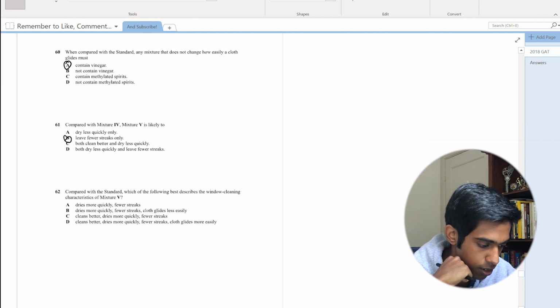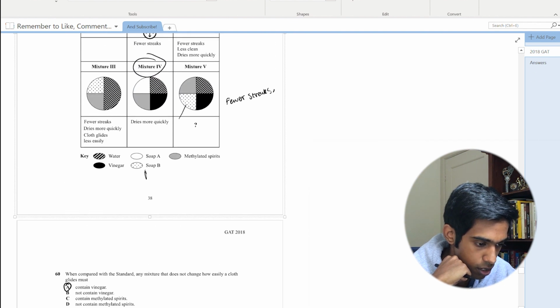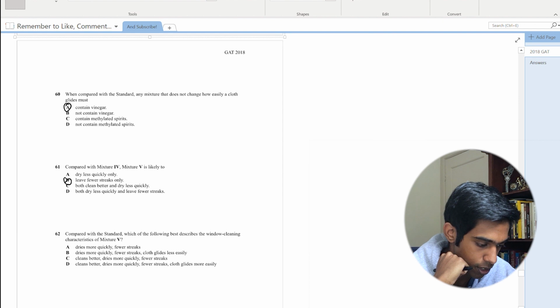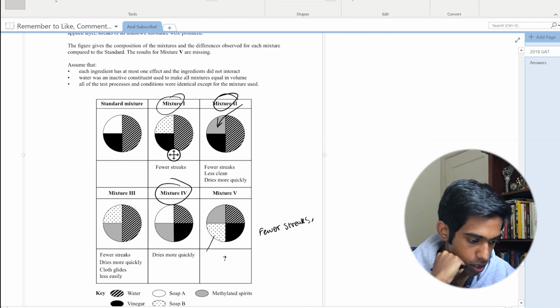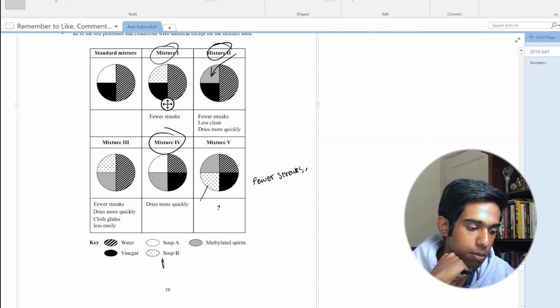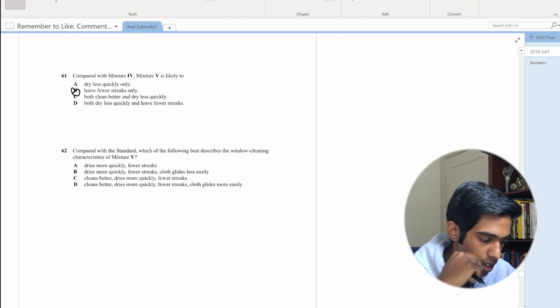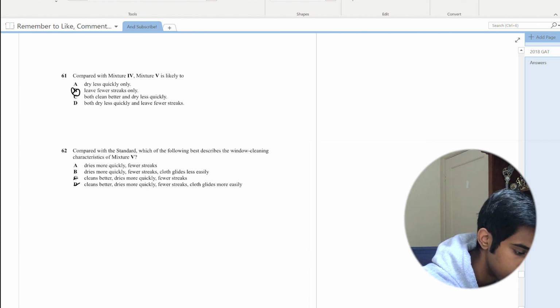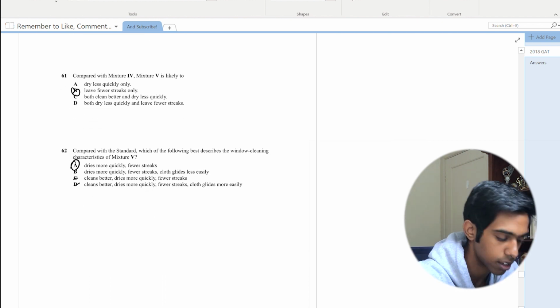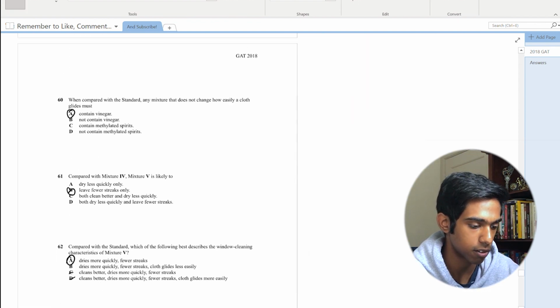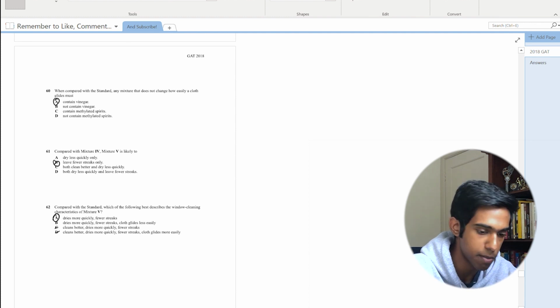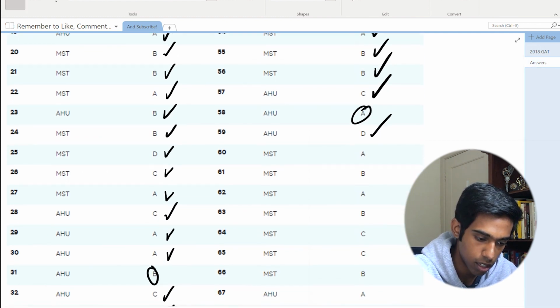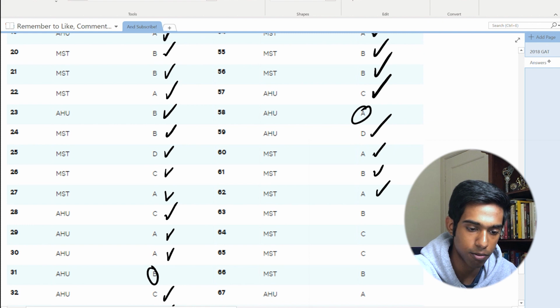Okay. So soap B also gives fewer streaks. But methylated spirits adds less cleanliness, so it wouldn't be C or D. I do think it would be A. This one is pretty hard as well because you have to look at all the possible mixtures. So we'll have a look at this, A, B, A. A, B, A is right. That's great.